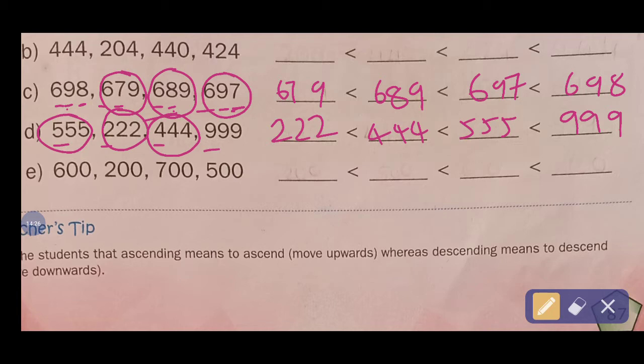Okay children? And next question, 600, 200, 700, 500. Simple. First you count the first digits: 6, 2, 7, 5. Which is the smallest one? 200 is the smallest one. 200. And next one, see, 6, 7, 5 now. 500 is the smallest one.